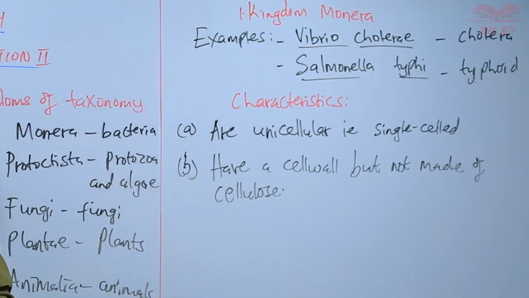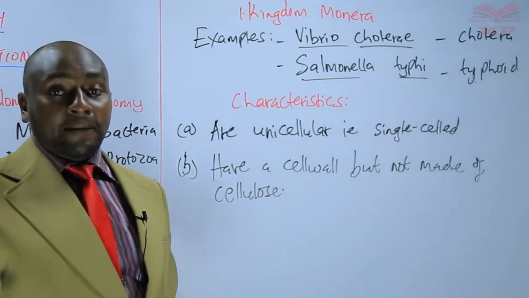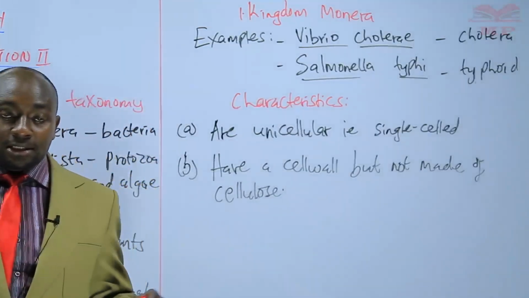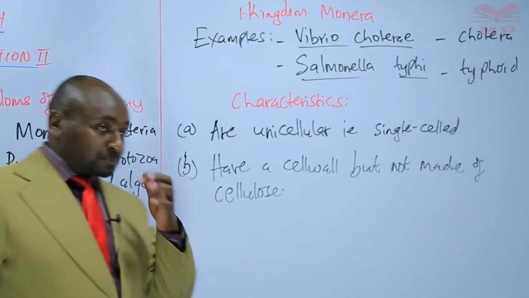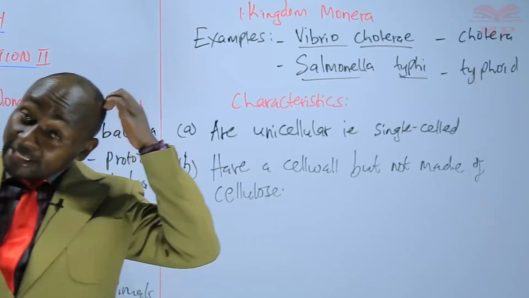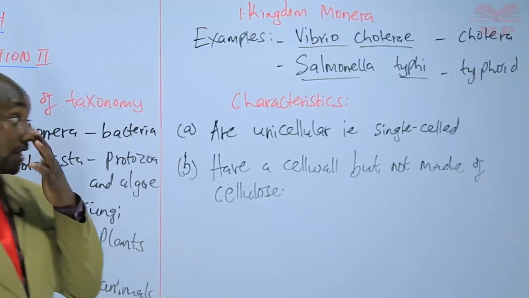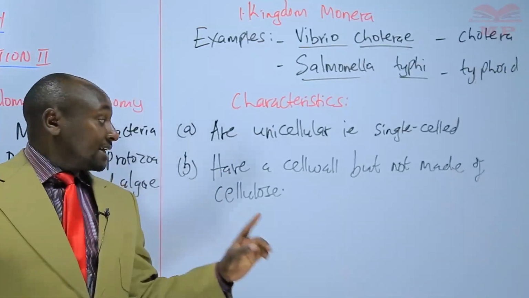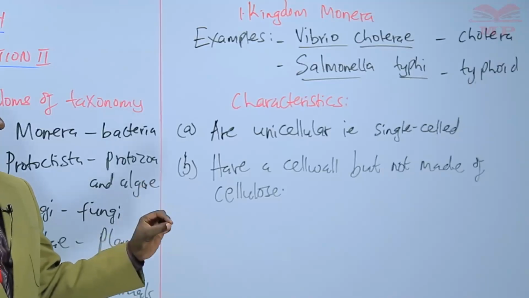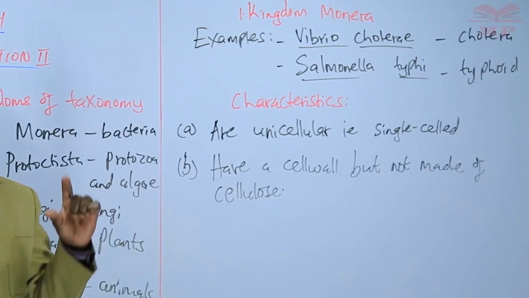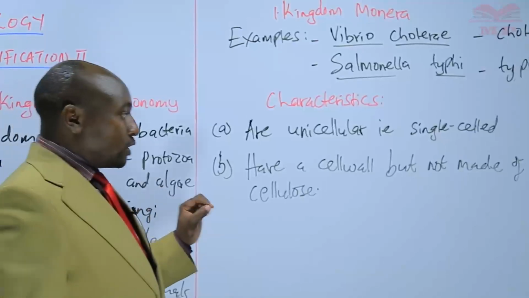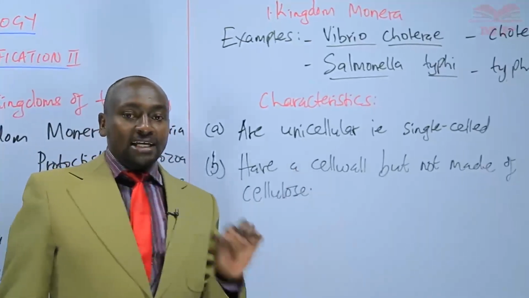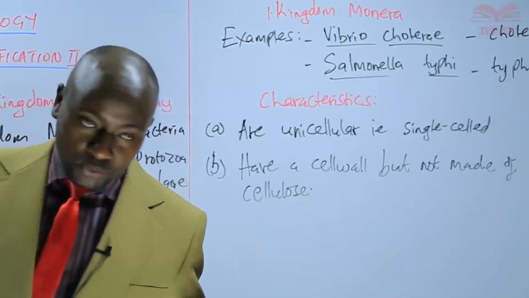We know that we learned the cell wall in Form 1 topic on the cell structure, whereby we saw the cell wall. And we said that, for example, in a plant cell, the cell wall is made of cellulose. But in the case of bacteria, the bacteria have a cell wall, but not made of cellulose. So there's something that you need to note, that that cell wall is not made of cellulose.